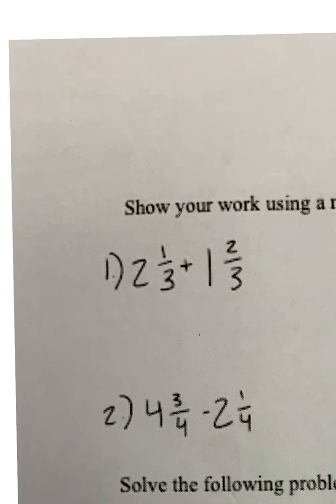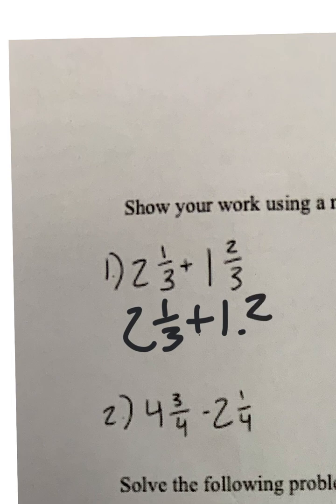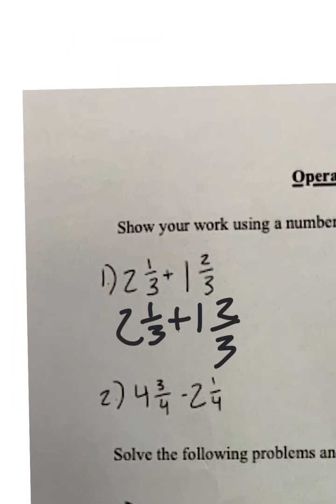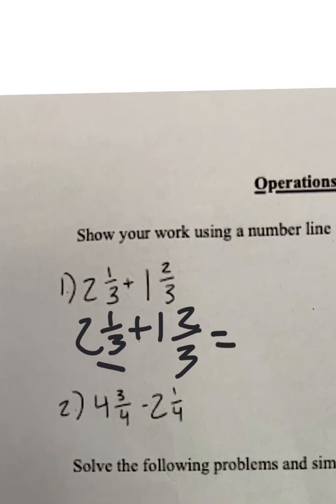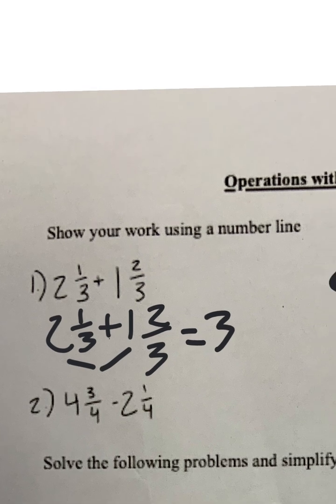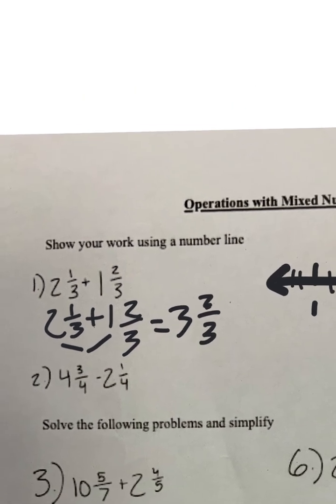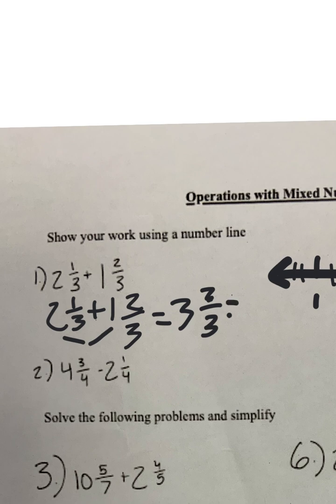Okay, so for number 1, we have 2 1/3 plus 1 2/3. So if we add our whole numbers, we get 3. And then since our denominators are the same, we can do 1/3 plus 2/3 to get 3/3, which then is a whole, so that equals 4.